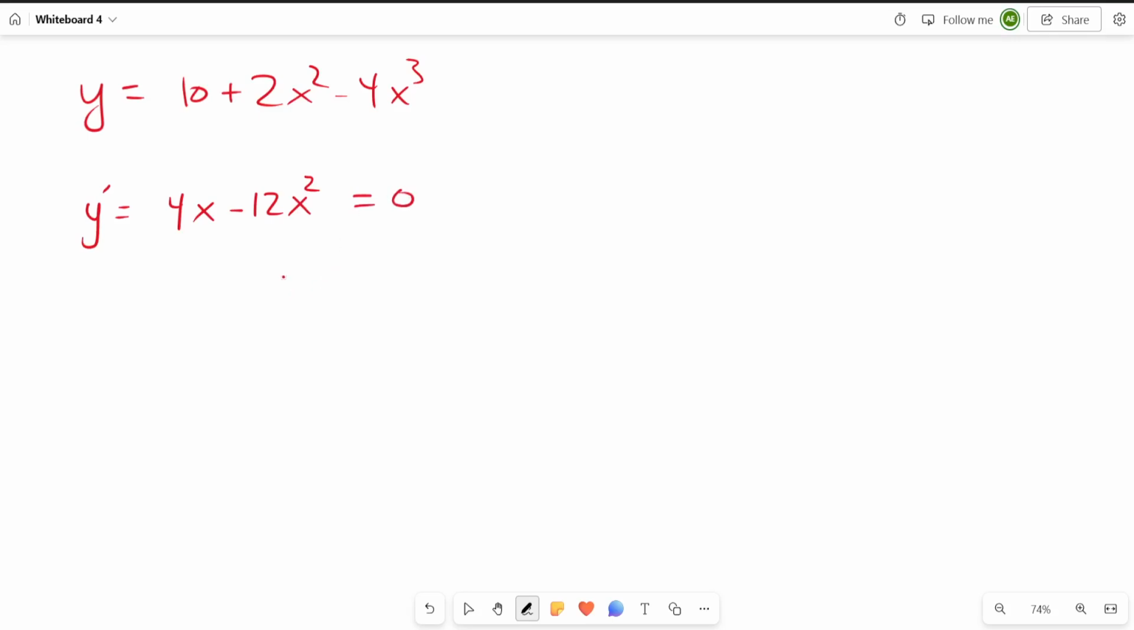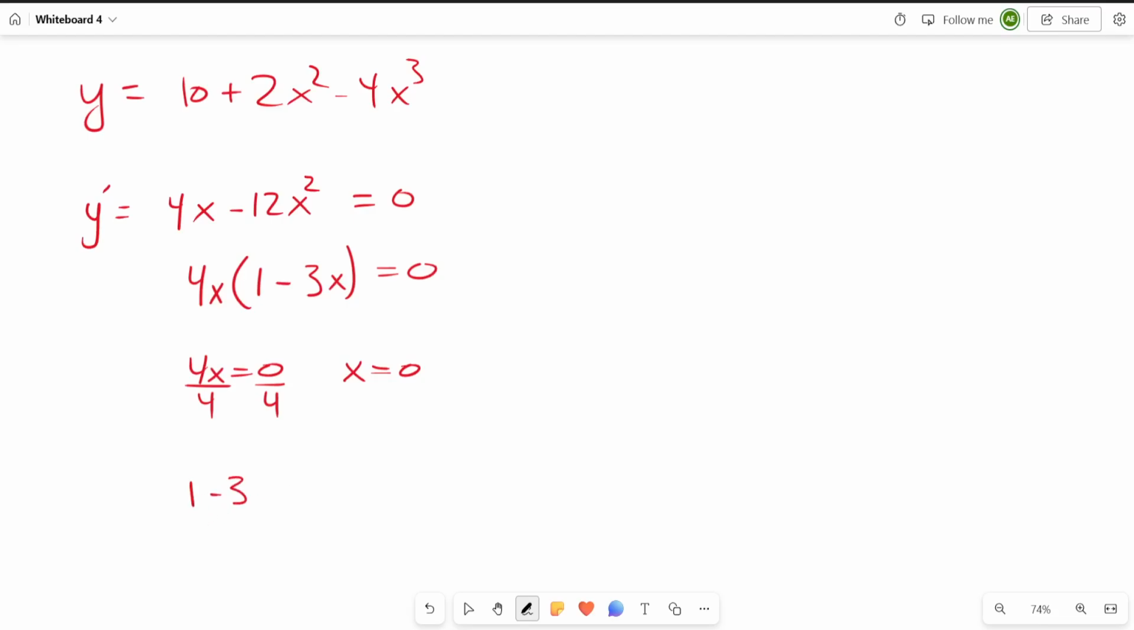Let's equate that to 0. So I can take a 4x out common from here. I'm going to have 4x divided by 4x, that is 1. I'm going to have negative 12x squared divided by 4x, that is 3x. So here I can see that I have two values for x which will make this 0. When 4x equals 0, divide by 4, and we know 0 over anything is 0. So x equals 0, that's my first critical point.